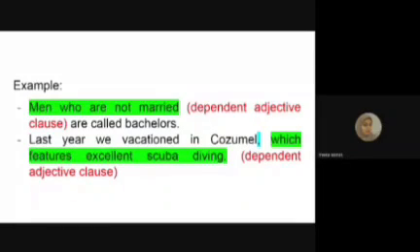Last year we vacationed in Cozumel. So it starts with the independent clause. Last year, we is the subject, vacationed is the verb, and we have a complement. Then because we started with the independent clause, we have to write a comma. After that we have the dependent clause, with the subordinator which: which features excellent scuba diving. So you can see here, which features excellent scuba diving describes Cozumel. So it has the same function as an adjective. This is the dependent adjective clause.